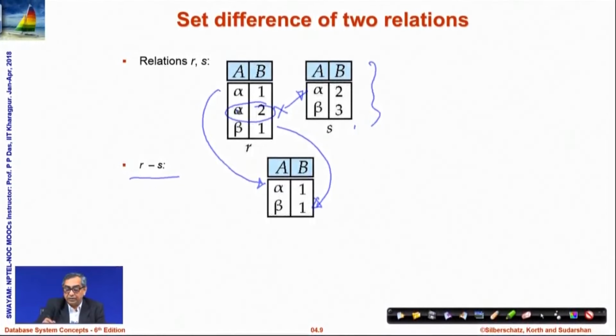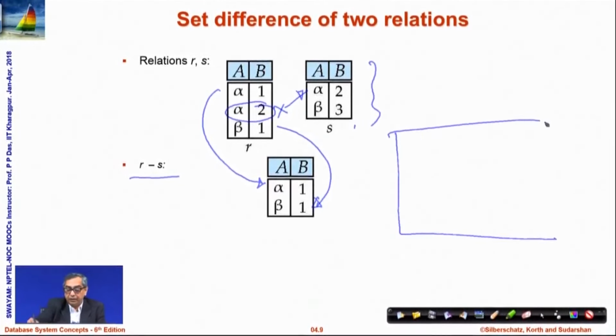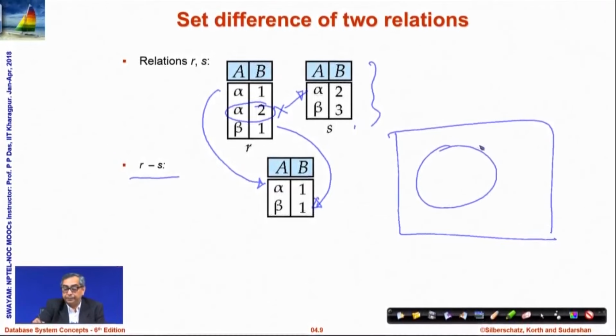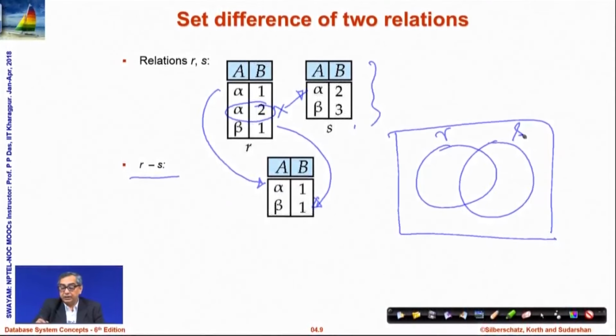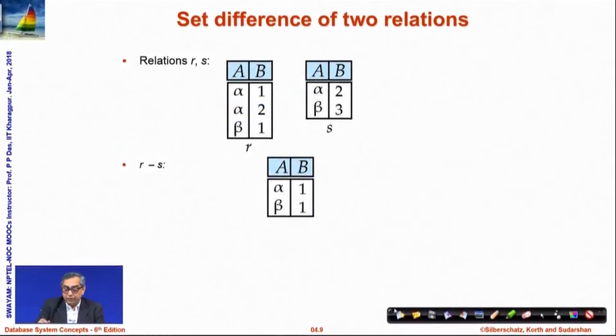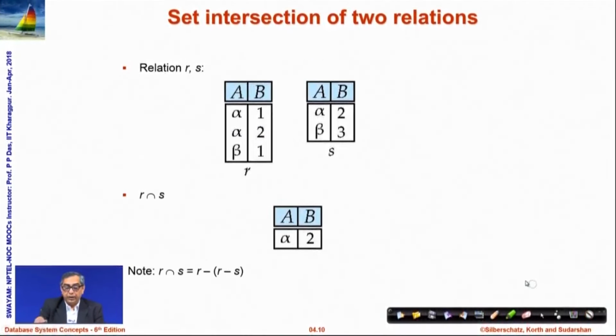You get R minus S. So, just to recap, if I look into the Venn diagram, then this is the set R minus S, which belongs to R, but does not belong to S. So, this is the fourth operation that one can do within relational algebra.